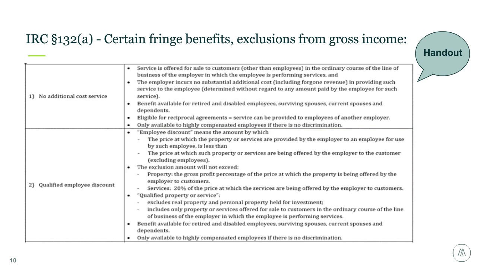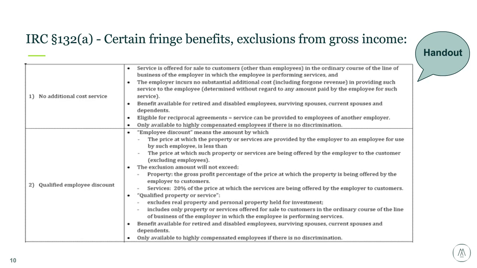The bottom half of our screen here is for the qualified employee discount. It's an awful lot like that no additional cost service, but in this case, you are allowing a discount either on the sale of property or on providing of a service. So the employee discount is the amount by which the price that you would normally sell it exceeds the cost, right? So your profit. And if it's a service, you can provide up to 20% off of the price at which the service is being offered by the employer to customers.